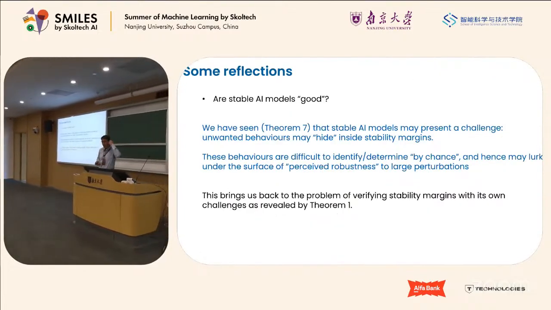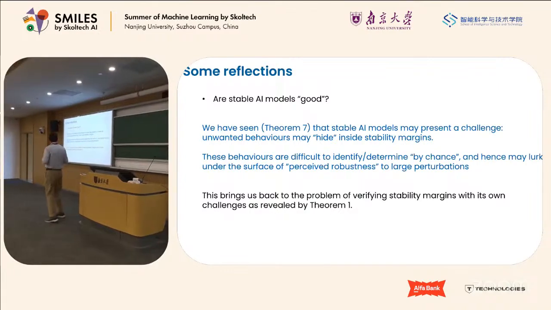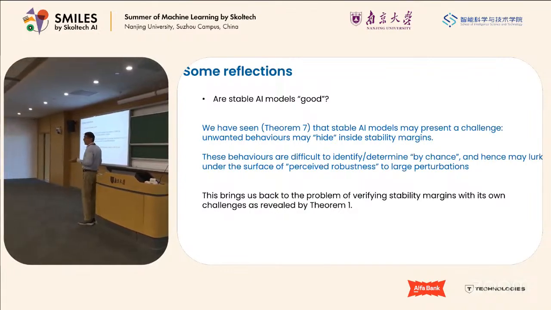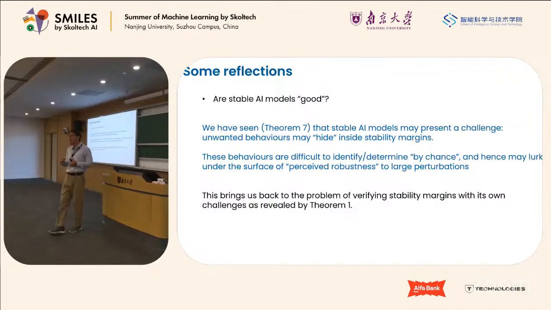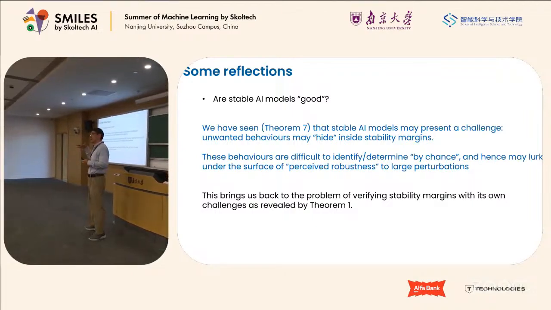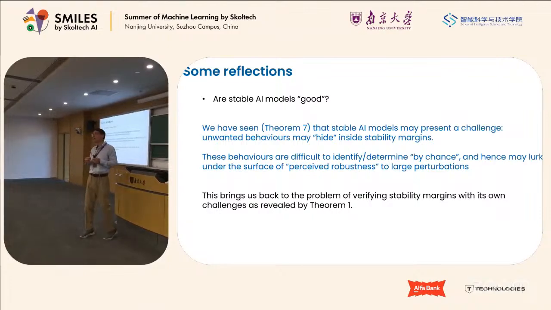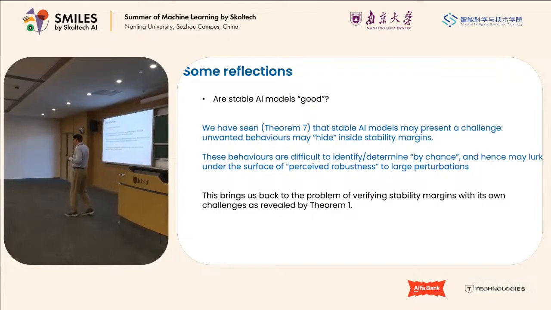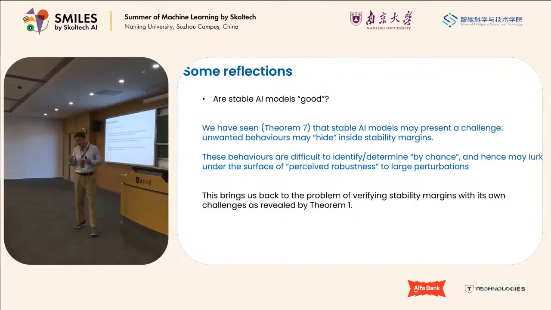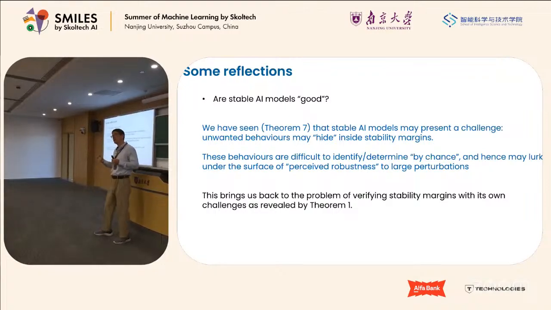Now, that's why I made this remark. Are stable models good? In some sense, yes, they are good, but there is another negativity and another danger about the stable systems. They're good in a way that they are stable to random perturbations, but there is nothing that tells you about their susceptibility to adversarial attacks unless you verify every single point, right?